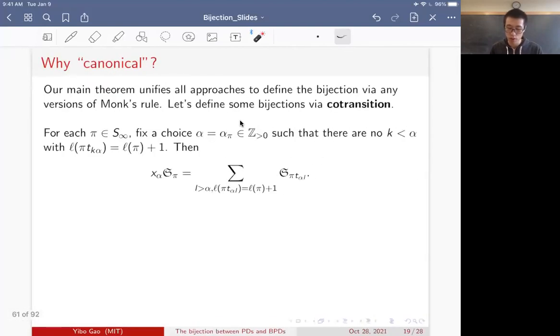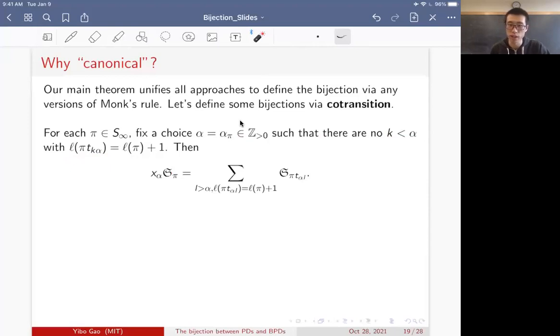Okay. So the code transition formula, if you remember, says that the left-hand side there's a sum, and that sum is empty. And the exact formulation is here that I will actually go through. So if you want a code transition formula for a permutation pi, then you need to choose a specific index alpha for this pi, such that there are no k less than alpha, such that the length of pi times the transposition k alpha is the length of pi plus 1.